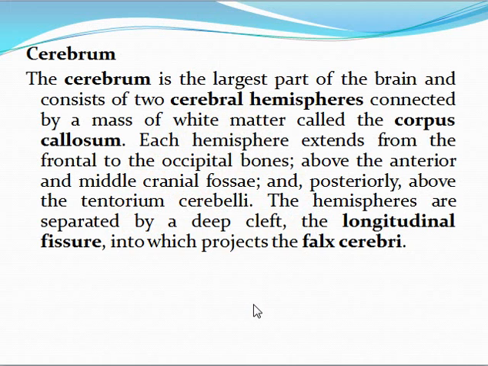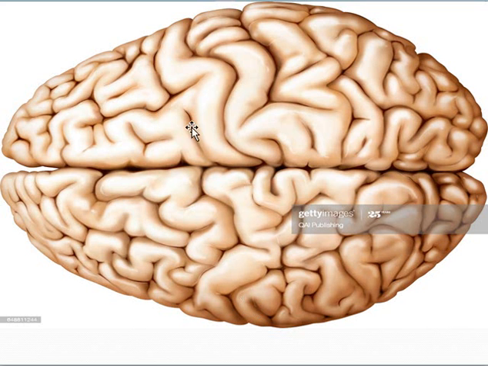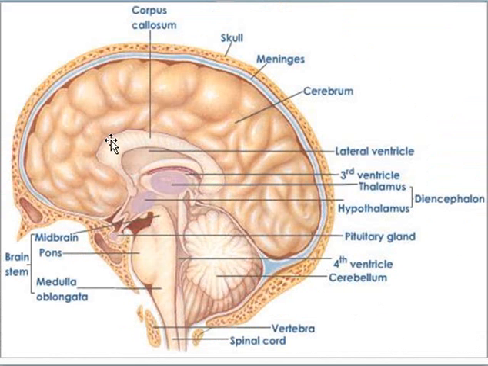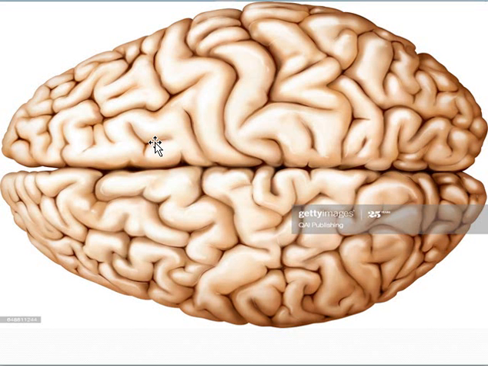Now the cerebrum. The cerebrum is the largest part of the brain. It consists of two hemispheres, right and left, separated by the longitudinal fissure. The hemispheres are attached to each other by a part of the white matter named the corpus callosum. The corpus callosum is white matter connecting both hemispheres, right and left.